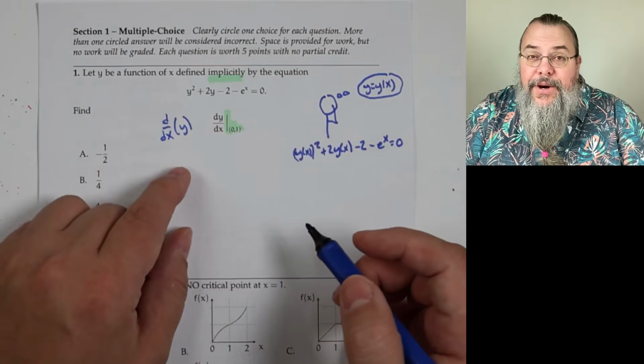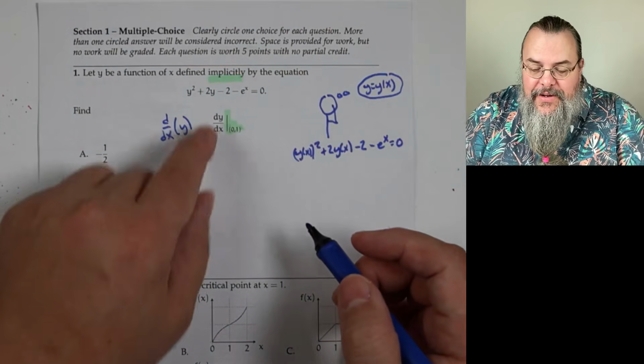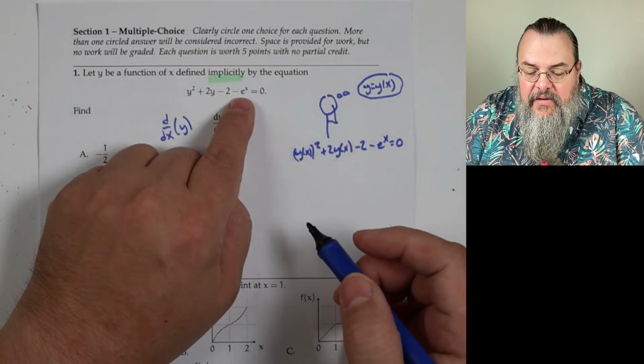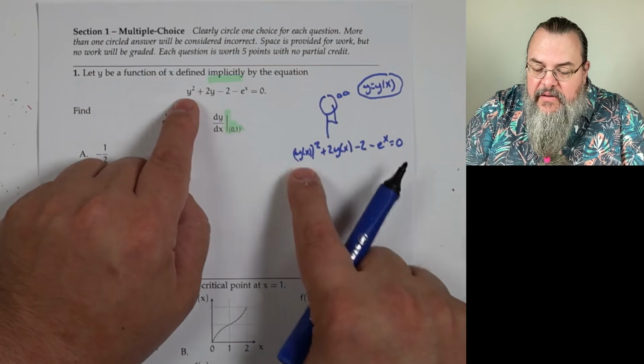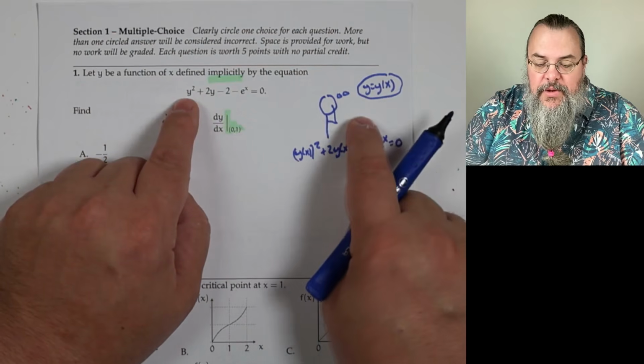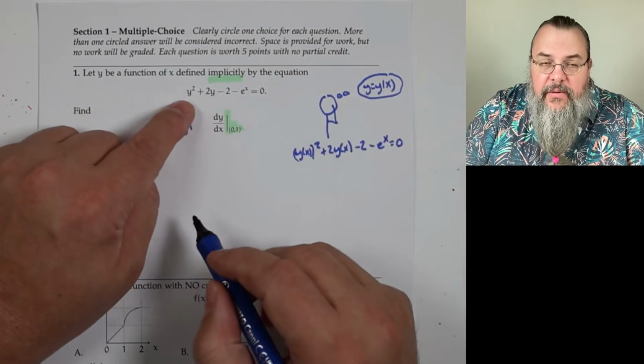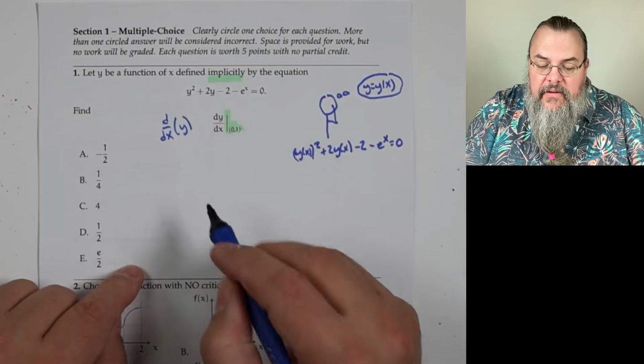So here we go. Where does the x show up? Well, we see an x there, but we also see it there and there, right? Because y is a function of x. That's what we're thinking. So let's start with this y squared. The derivative of y squared with respect to x.